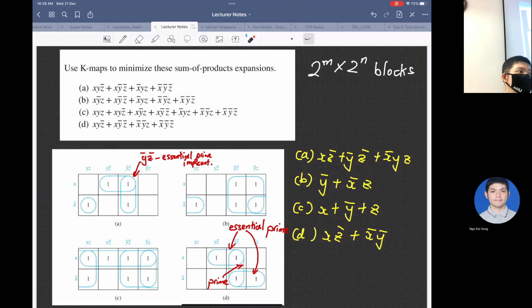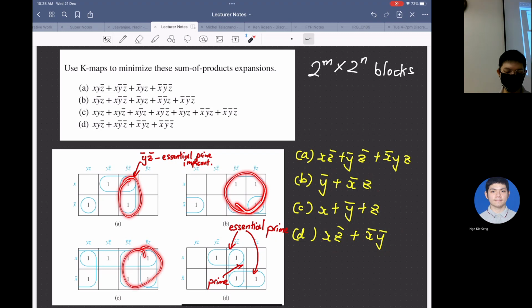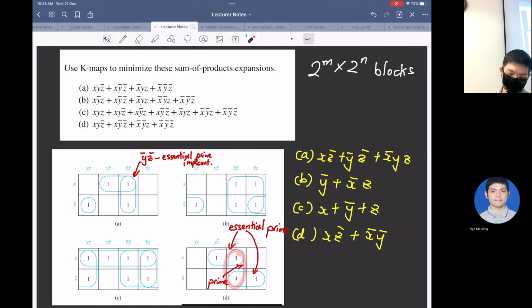Okay. Any question? No? Okay. So first you need to form as many blocks as you can, and then next you need to use as few blocks as you can to cover all the ones. Okay, this is the game for the camera.